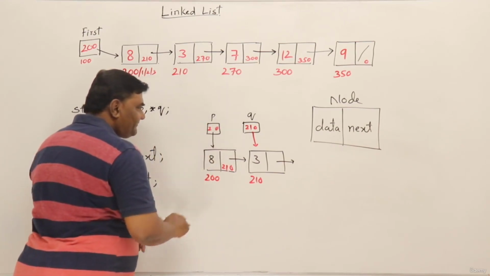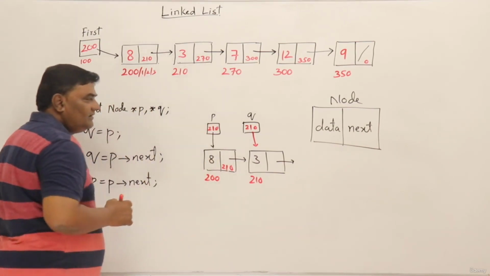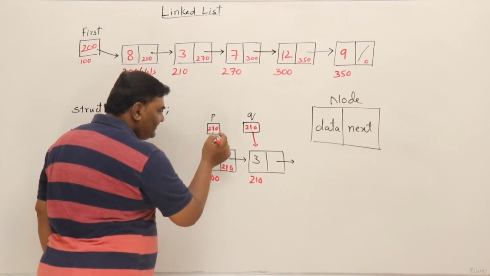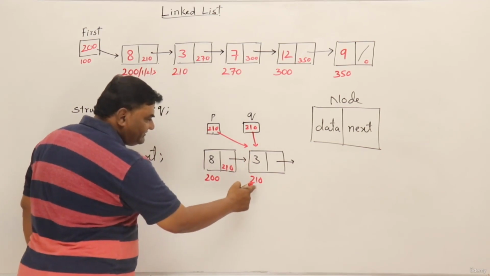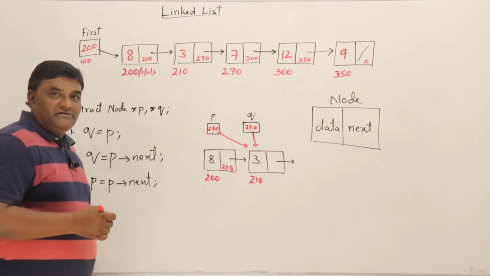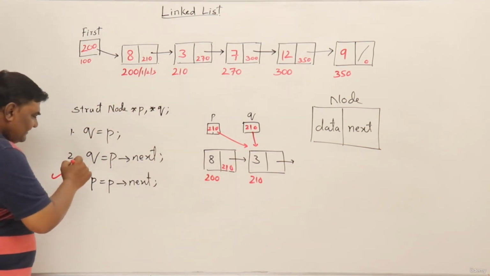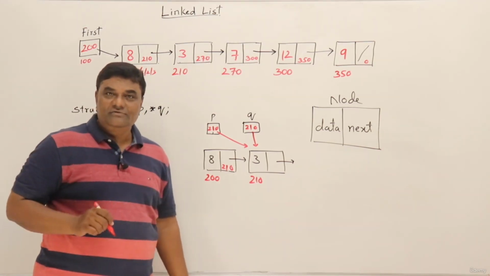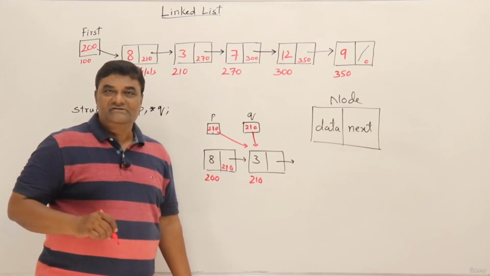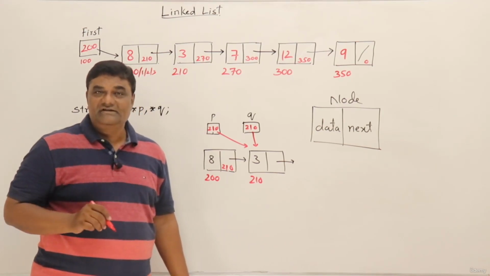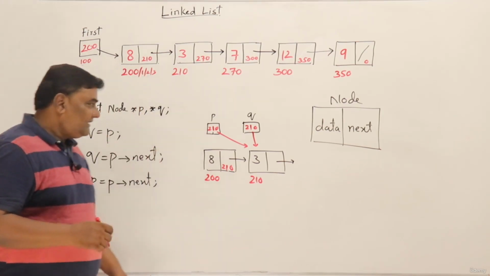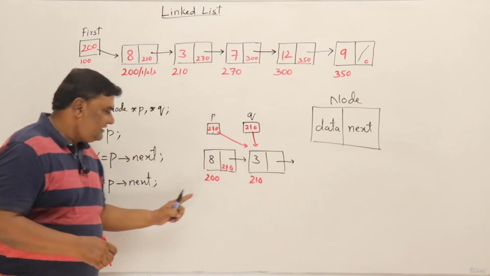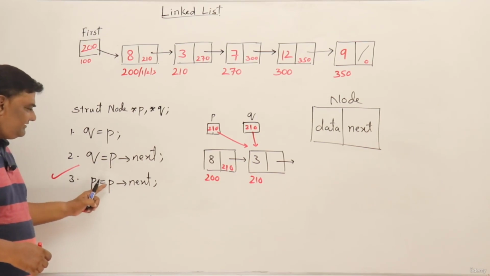So this becomes 210. When P is having 210, P is no more pointing on this node, P is pointing on this node, because this node's address is 210. So this statement has made P move to the next node. This is a very useful statement in linked lists. If I have a pointer P that was pointing on some node, moving the pointer to the next node, this is the code. P assign P is next.